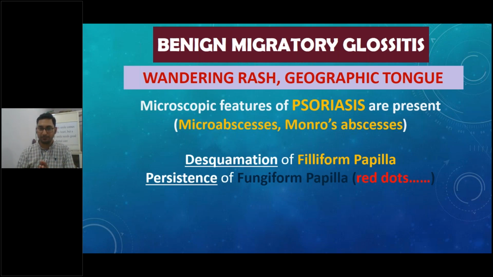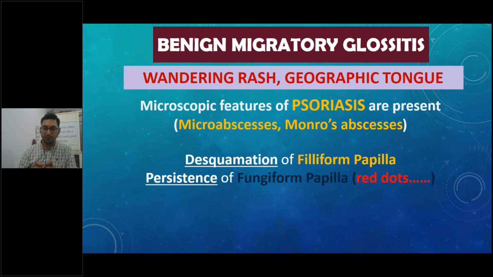Why am I telling this? Because if you get a question in the exam about types of papilla, like which papilla gets depapillated in geographic tongue, and you are not sure, remember that filiform papillae are the most common papillae affected by pathologies. Either it will be desquamation or it will be hypertrophy of filiform papilla. That you need to remember, except two lesions.